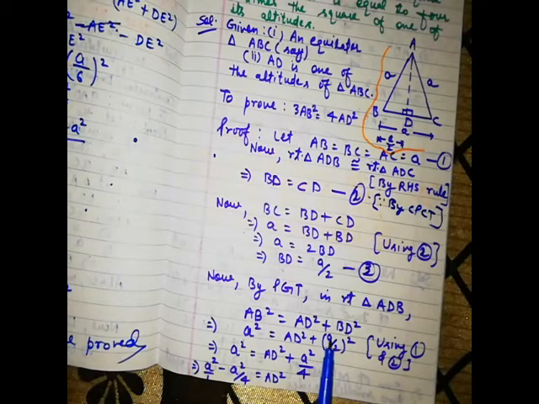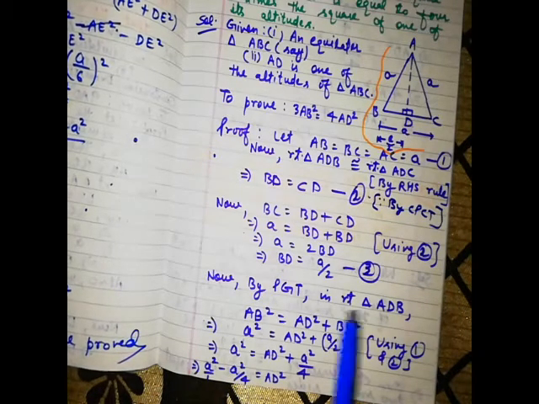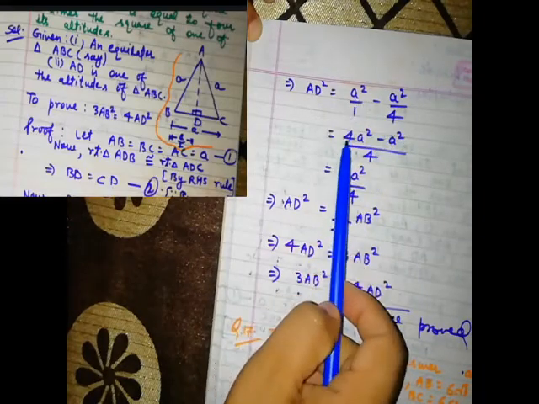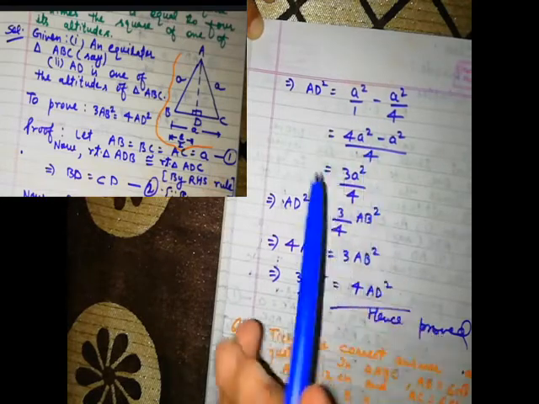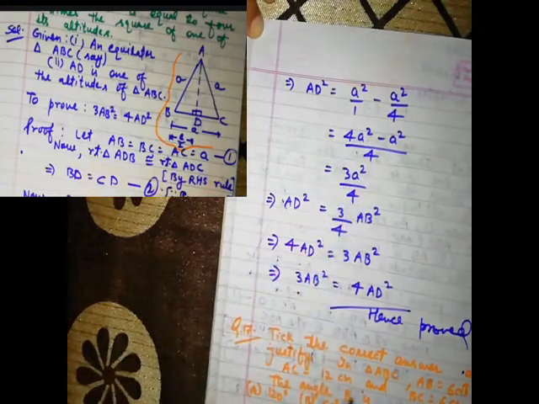Now a by 2 square is a square by 4, because square of 2 is 4 and square of a is a square. Now we'll shift this a square by 4 to the left side, and it will get minus a square by 4. So we get AD square equal to a square minus a square by 4. Now we'll simplify this equation. 4 into a square, 4a square minus a square, and 1 into 4 is 4. This will give us 3a square upon 4, because 4a square minus a square is 3a square.